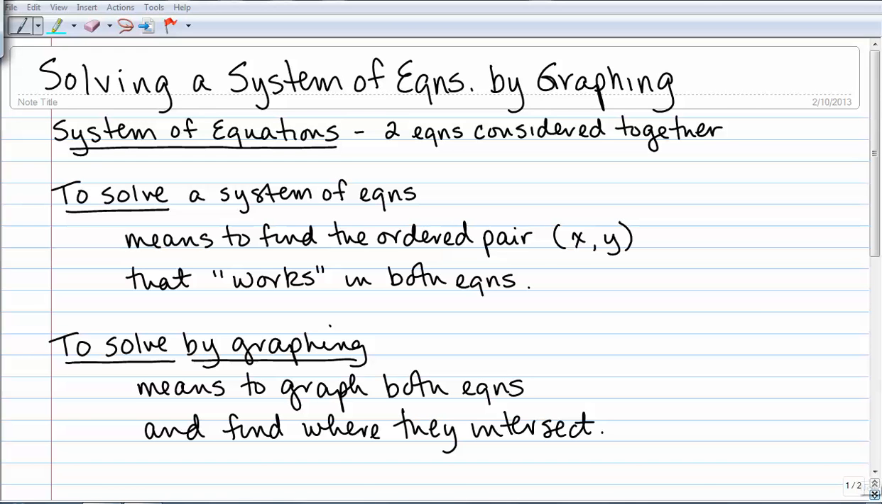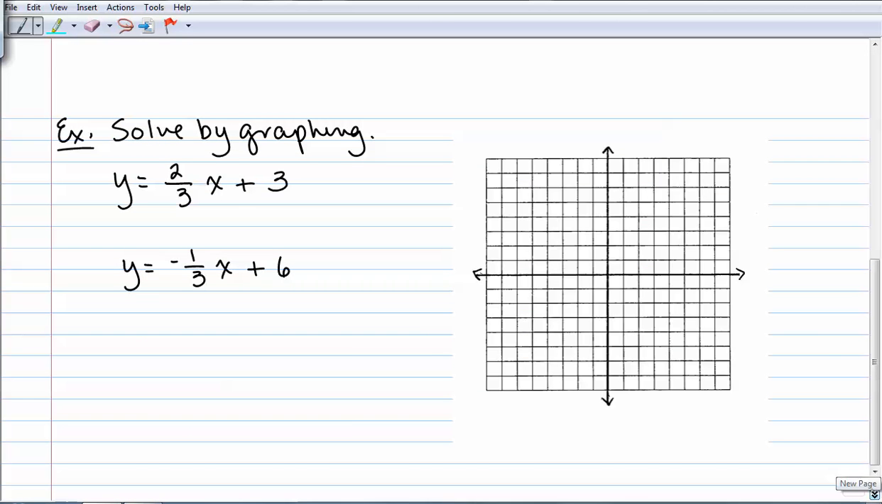Let's take a look at an example. So we have the equation y equals 2/3 x plus 3 and the equation y equals negative 1/3 x plus 6. To solve this system, I want to know what value of x and what value of y, when I plug them into both equations, is going to make both equations true. So let's start by graphing our first one.